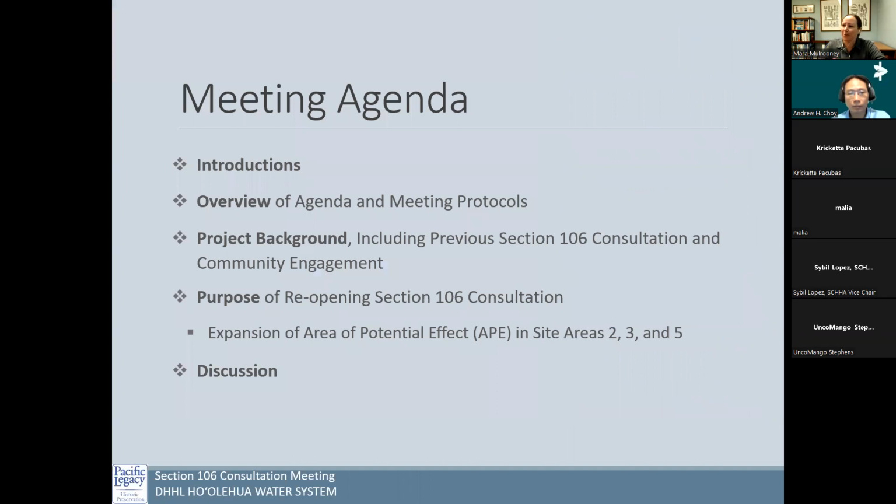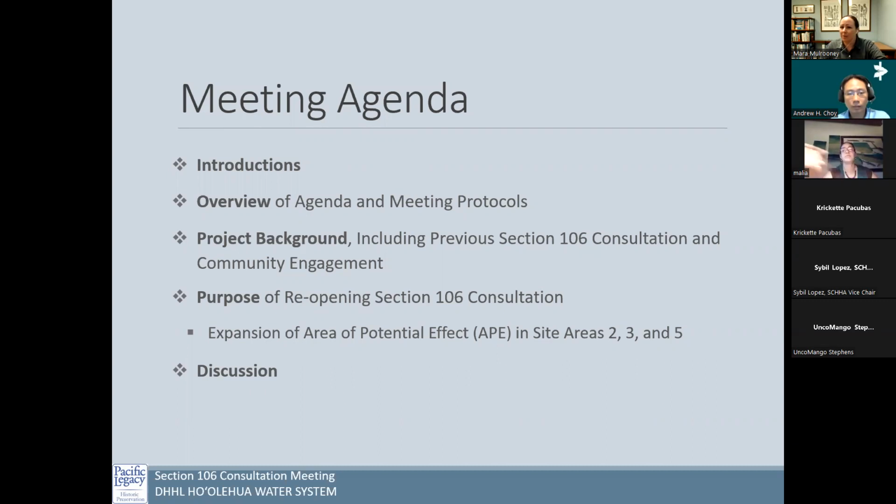So tonight's meeting, of course, Andrew, mahalo for the introductions of the project team. And again, thank you all for joining us for tonight's meeting. We'll start out with an overview of the agenda, of course, and meeting protocols. This is a short PowerPoint that I'll be running through tonight. And at the end, there'll be an opportunity for discussion. So we'd like to open it up for discussion at that time. If you think of any questions as I'm going through the presentation, feel free to put them in the chat box. We'll keep that open for everybody to utilize if they'd like to as well.